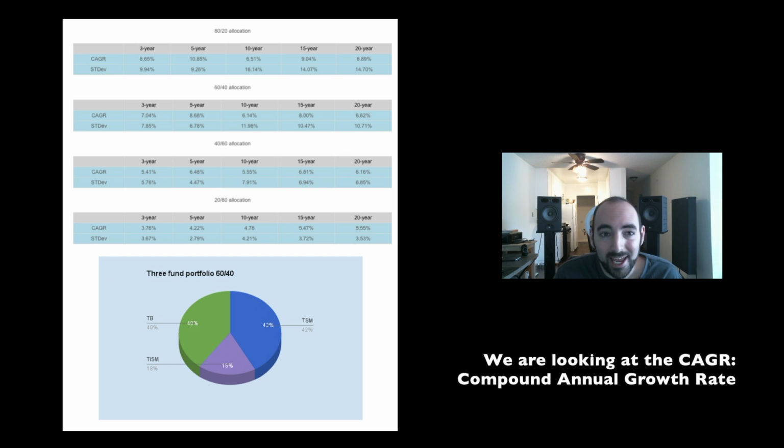But here are the annualized compound returns for all of the different variations. So let's look at the 60-40 allocation because that's what we're using for this example. So the 3-year annualized average compound return on this portfolio is 7%. And 5 years, 8.5%, 10 years, 6%, 15 years, 8%, and 20 years, 6.62%.